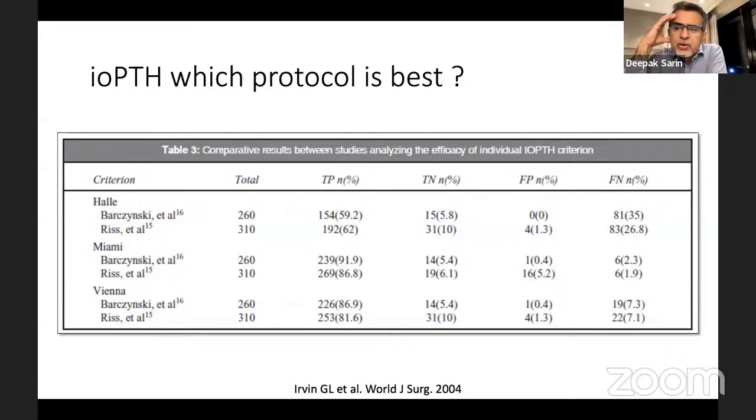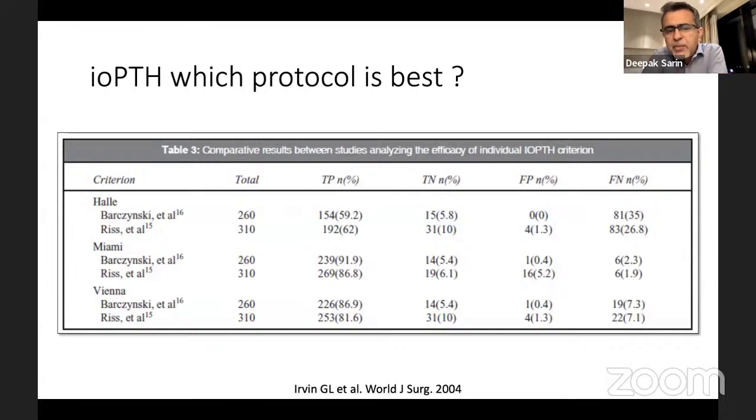So there are many protocols for IOPTH testing, based on when you send the pre-excision samples, when you send the post-excision samples, 10 minutes, 20 minutes, and whether you want a 50% fall. For example, the Halle protocol is the most stringent. They expect a fall into the normal range. They say your surgery is successful if the PTH drops into the normal range. On the other hand, the Miami and Vienna protocols are basically looking for a 50% or greater drop after excision of what you think is the offending adenoma.